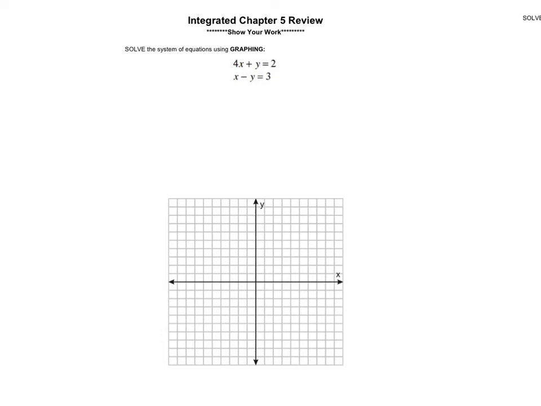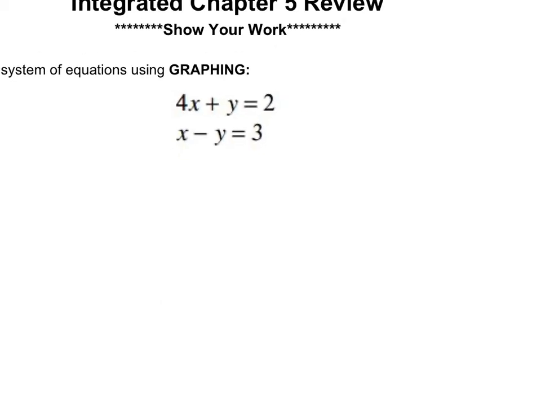All right, here we go. Let's do the review sheet. We are going to start off by graphing. Graphing means I need to get into slope-intercept form. So let's just do this one real quick.